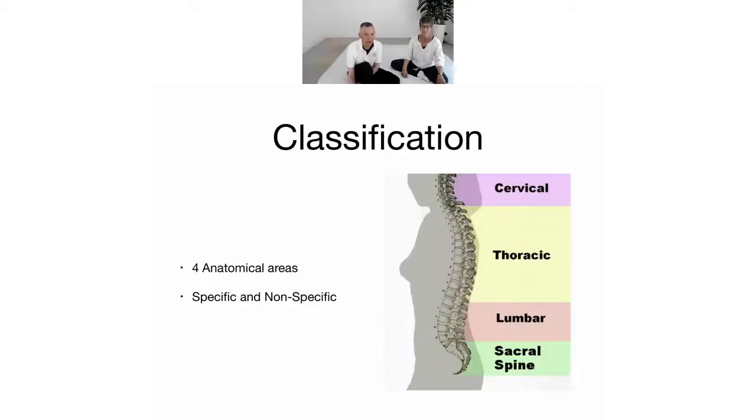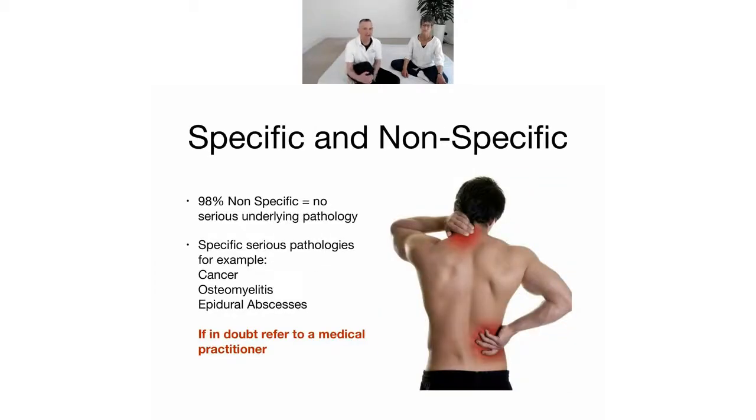Okay, just in case you don't know, there are 4 different classification areas in Western medicine: cervical, thoracic, lumbar, and sacral spine. And there's also specific and non-specific back pain. What's all that about? Well, most of the time we're treating people with non-specific back pain. And I think this is really interesting, because basically the short answer is most of the time Western medicine doesn't really have much of an idea why that pain occurs.